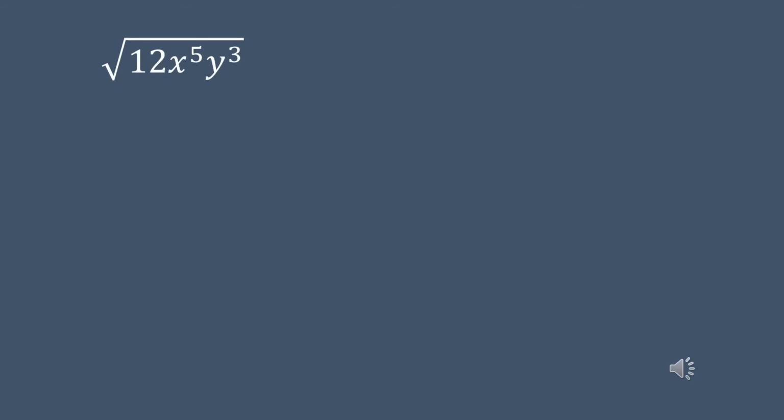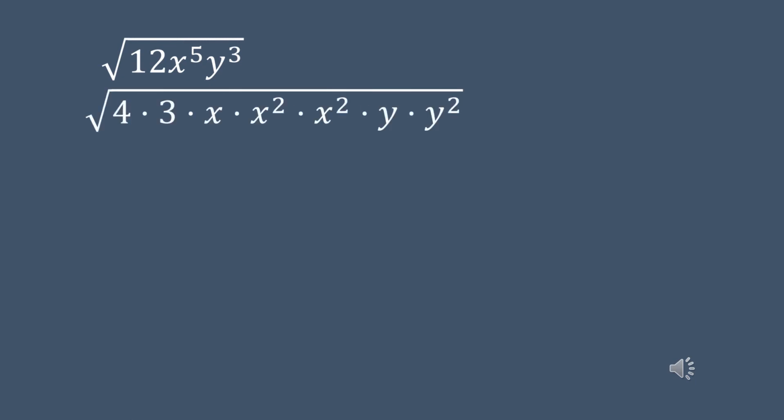Let's have the application of the two ways of simplifying radical expression. The given expression is square root of 12 x raised to 5 y raised to 3. Let's expand the expression with respect to the square root. For 12, we have factors of 4 and 3. For x raised to 5, it will expand to x multiplied by x raised to 2 and multiplied by x raised to 2. For y raised to 3, it expands to y multiplied by y raised to 2.